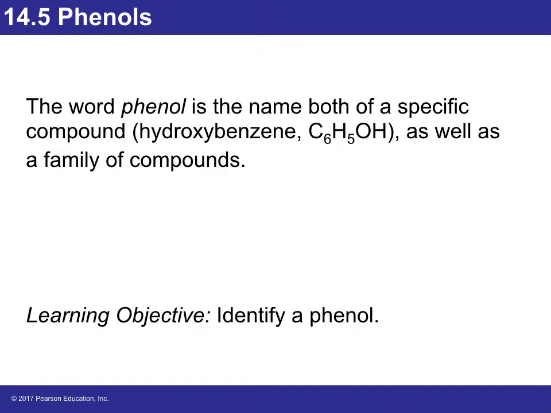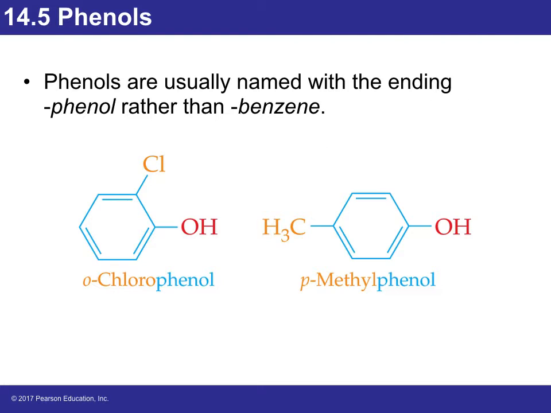And then finally, one thing I want to say about phenol, where phenol is the name for both a specific compound, hydroxybenzene, so that's the formula, and a family of compounds we're going to look at in the next part of that presentation. Most of the time we use the ending phenol instead of benzene. I already mentioned this, so those are examples. I will not ask you about the O or the P, but chlorophenol, just know they exist, or methylphenol, know they exist. That's the end of part number 2.